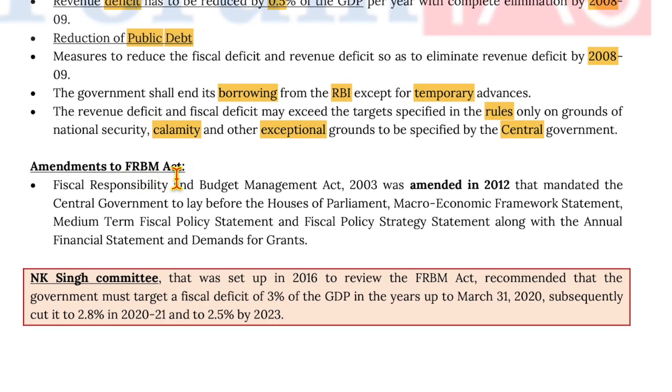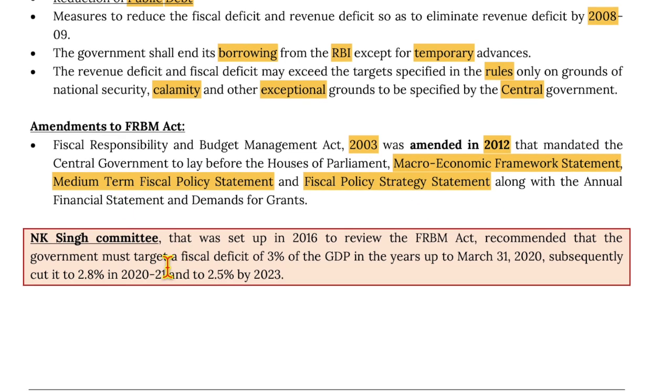Now, the amendments to the FRBM Act. The Fiscal Responsibility and Budget Management Act 2003 was amended in 2012 that mandated the central government to lay before the Houses of Parliament the macroeconomic framework statement, medium-term fiscal policy statement, and fiscal policy strategy statement along with the annual financial statement and demand for grants. Now, the N.K. Singh committee that was set up in 2016 to review the FRBM Act recommended that the government must target a fiscal deficit of 3% of the GDP in the years up to March 31, 2020, subsequently cut it to 2.8% in 2020-21 and to 2.5% by 2023.